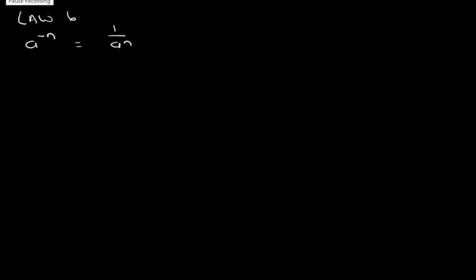Now let's look at Law 6 before we look at some more complex examples. We've got a to the power negative n, and how do we write that? In order to get rid of the negative exponent, we need to write it as a fraction, so that will give us 1 over a to the power n. Do you see how the negative falls away when it's written as a fraction? You need to remember that.